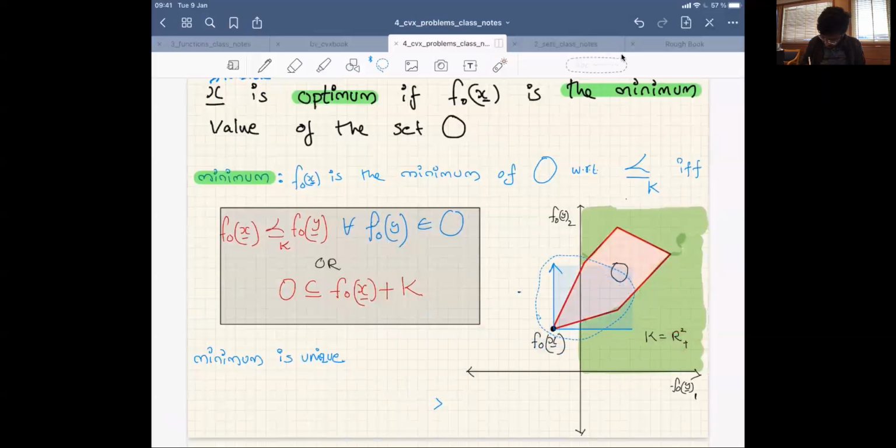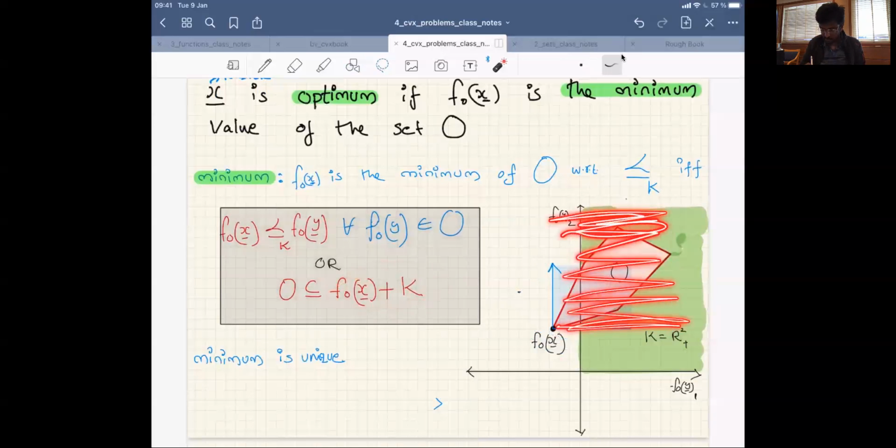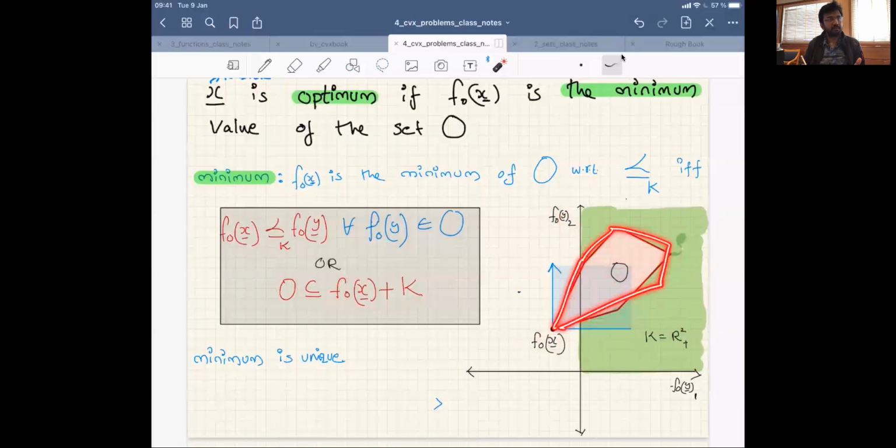Just pick this point and see what it is. It will be all the region here. That means f0(x) plus this cone will be this region. Now my point is whether O is contained within that region. O is fully inside that f0(x) plus K. But if you pick a point here, it is not minimum. Why? Because in that case, f0 plus K is this region, and O is not fully within that set. So this is not a minimum point.